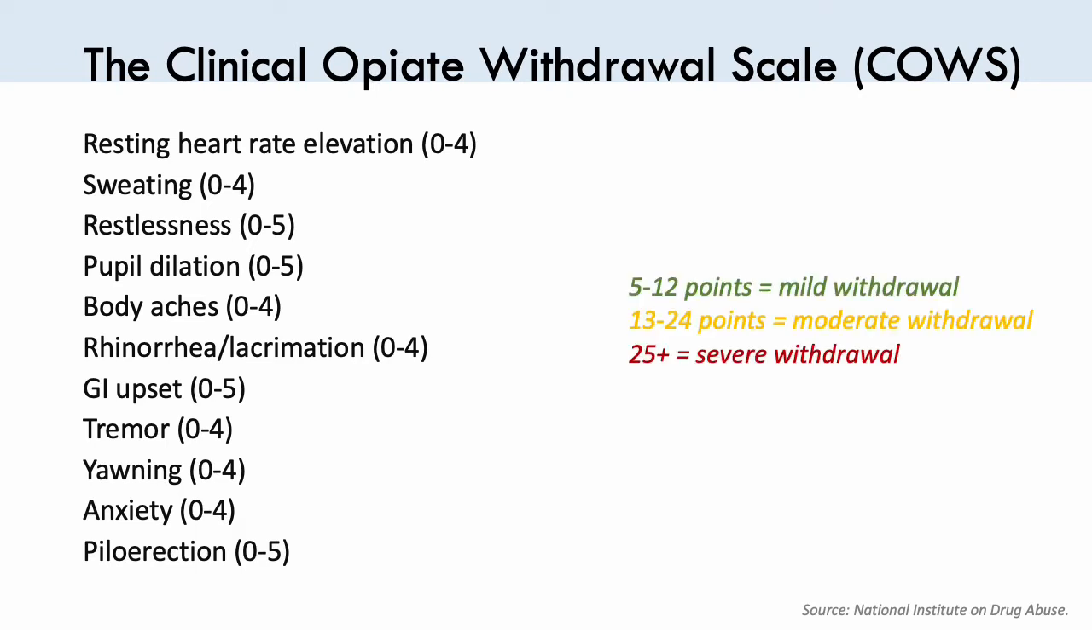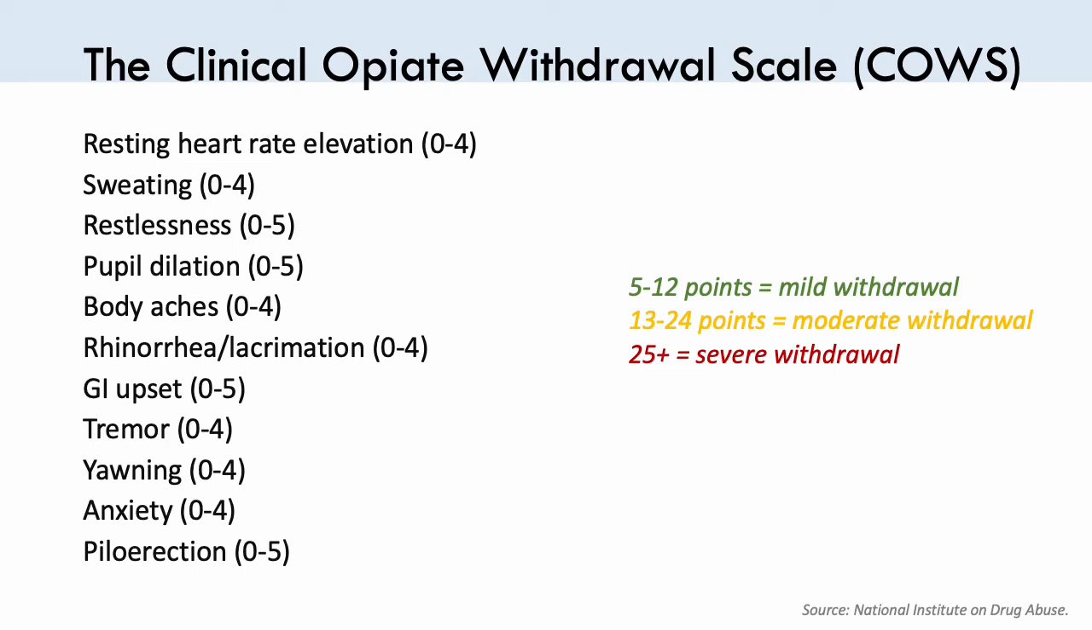A score of 5 to 12 points would be consistent with mild opioid withdrawal, 13 to 24 points with moderate withdrawal, and 25 or more with severe withdrawal. In the outpatient setting, a provider or patient can fill this out, and in the inpatient setting, scoring by nursing is usually orderable in the electronic medical record.